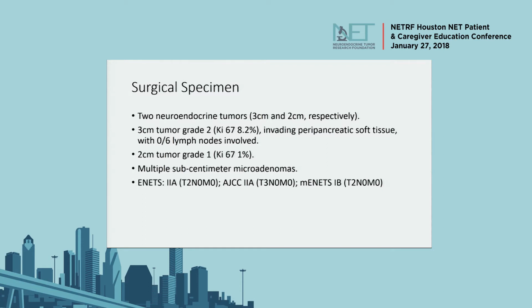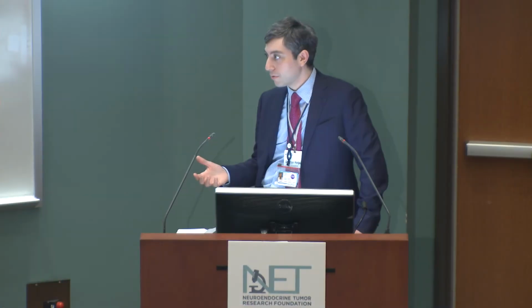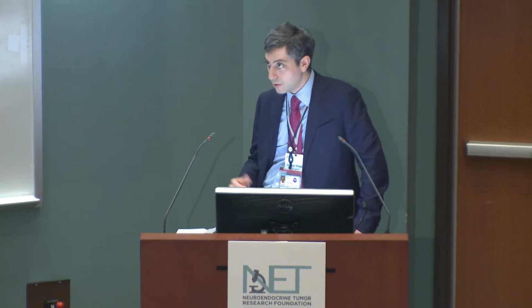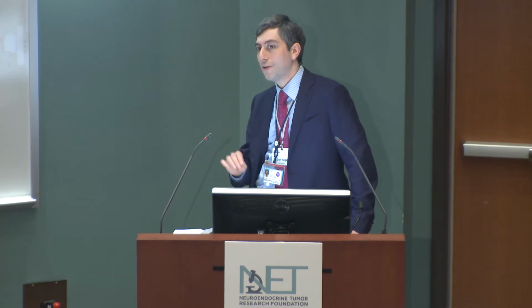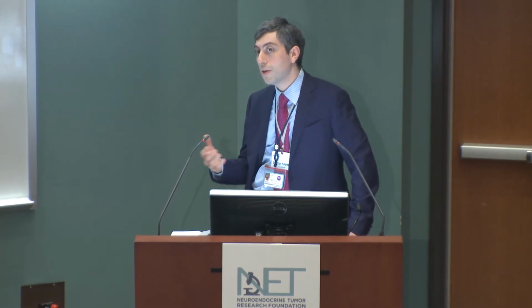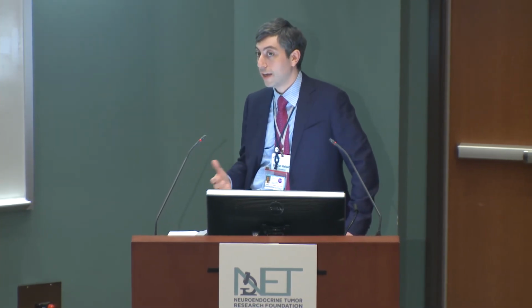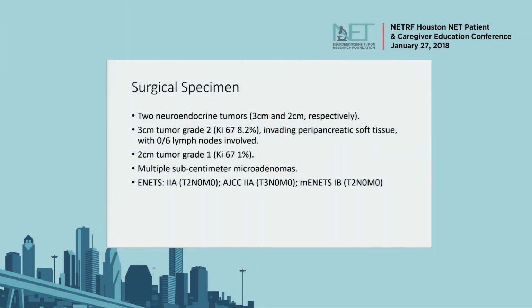The 2-centimeter tumor in the tail was a pure grade 1 neuroendocrine tumor, and as predicted, there were multiple little sub-centimeter microadenomas along the way, which, as Dr. Yao alluded to, is highly suggestive of multiple endocrine neoplasia, and in fact, that is what this patient turned out to have. So the multiple pancreatic neuroendocrine tumors and the multiple microadenomas suggested a genetic syndrome. The patient did see a genetic counselor and was diagnosed with multiple endocrine neoplasia.